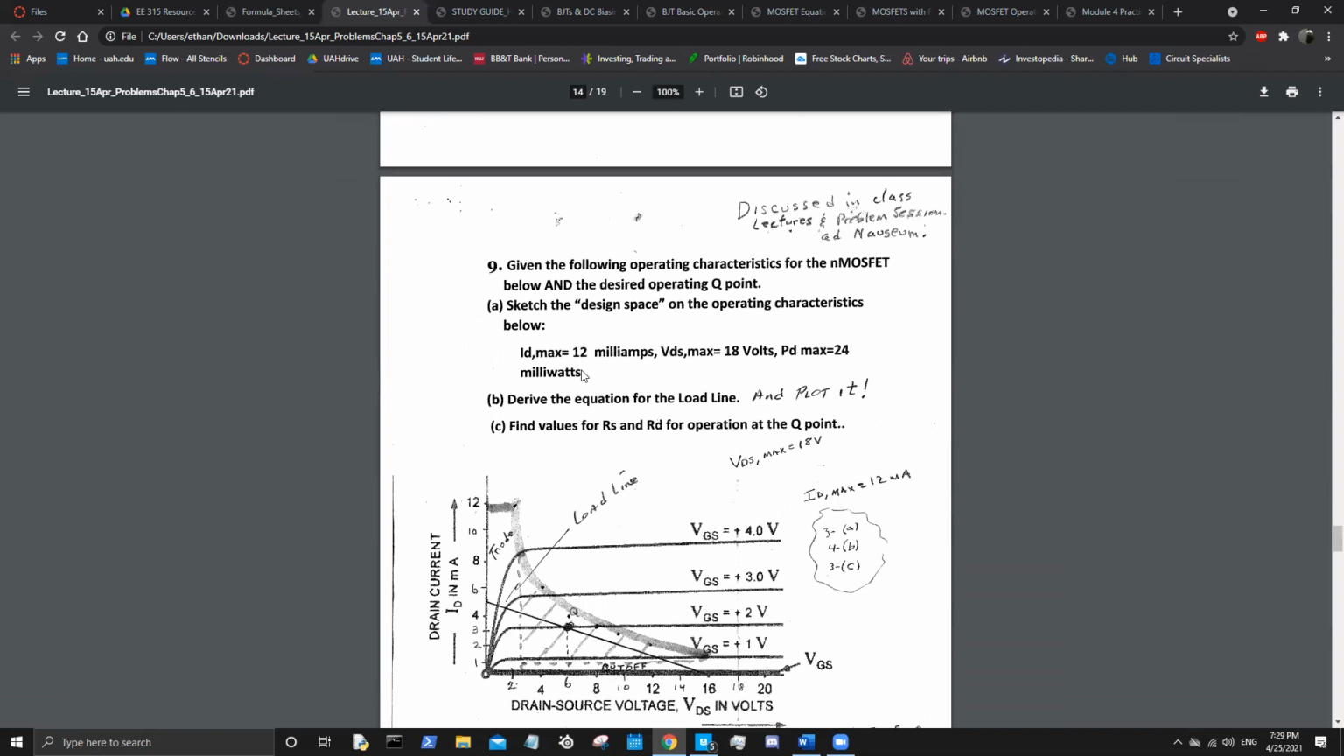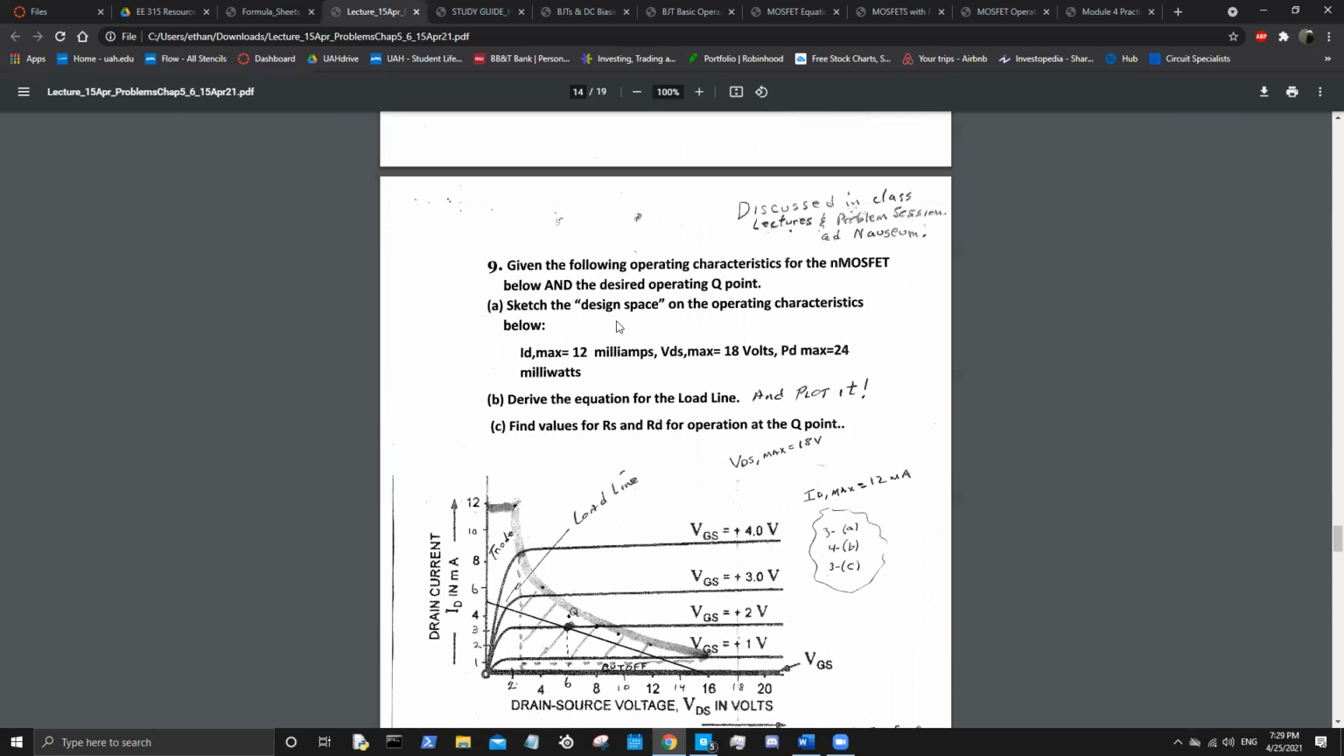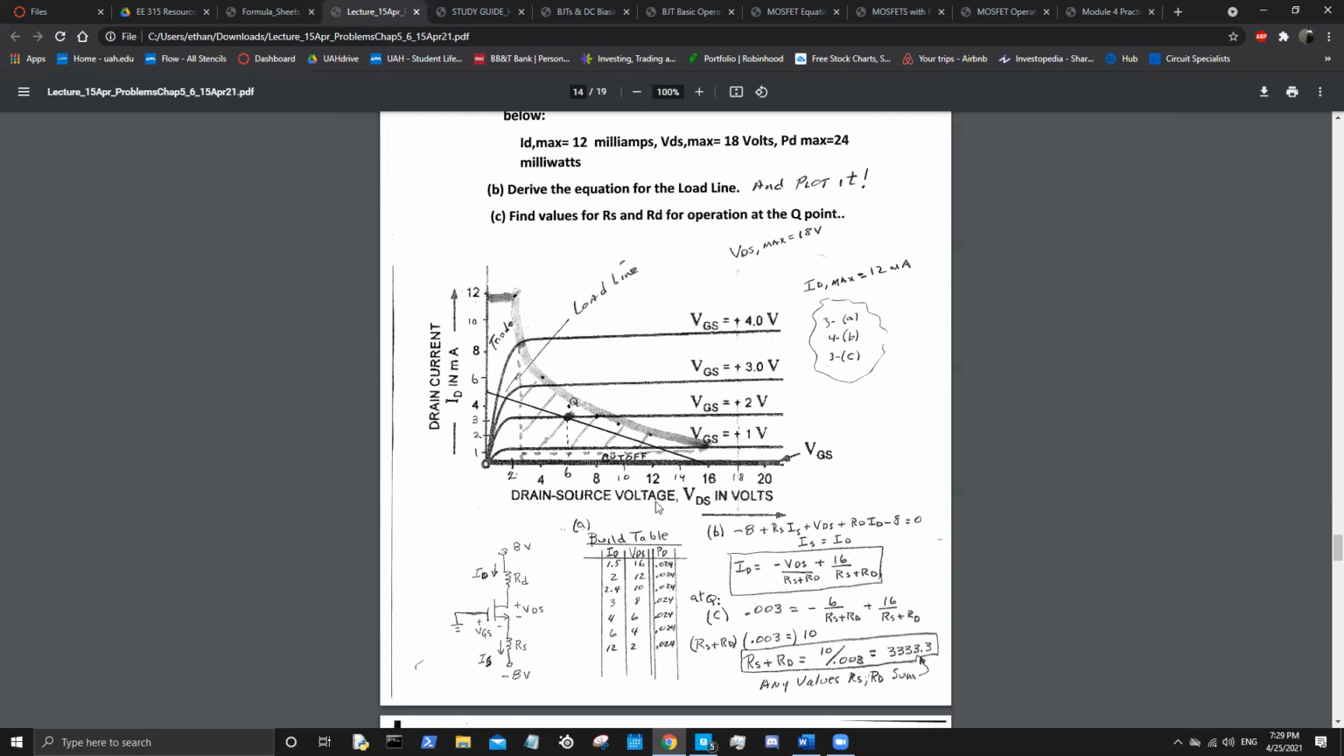We were given the information ID max 12 milliamps, VDS max 18 volts, all that stuff. So you could technically use this information to get a linear formula for this line that he drew. No, it produces this curved line. Yeah, I thought so too, and I was like, oh, that's just a load line. Nope, it's the curved line, because I started doing it. It's a polynomial. And you will always talk about it as a curve, because it's a curve.